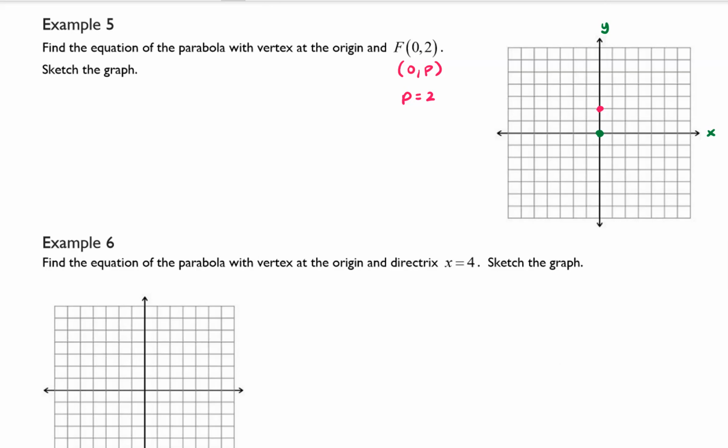That also tells us that the equation of the directrix is going to be y equals negative 2. So that's going to be here.